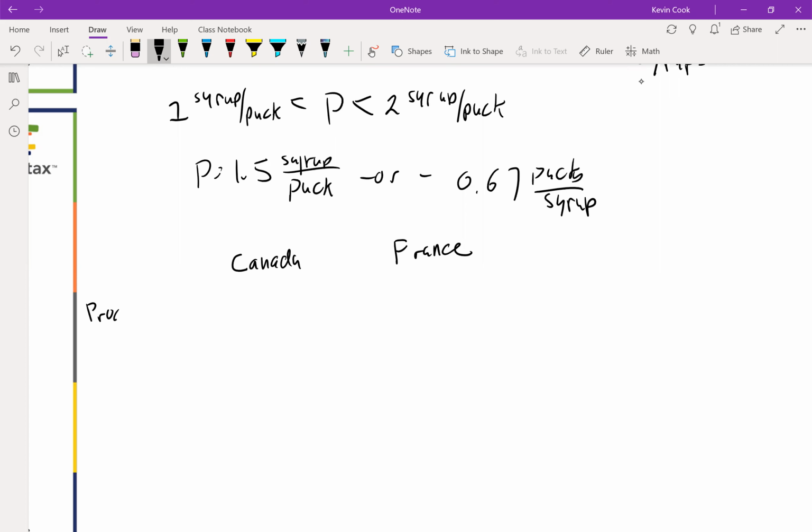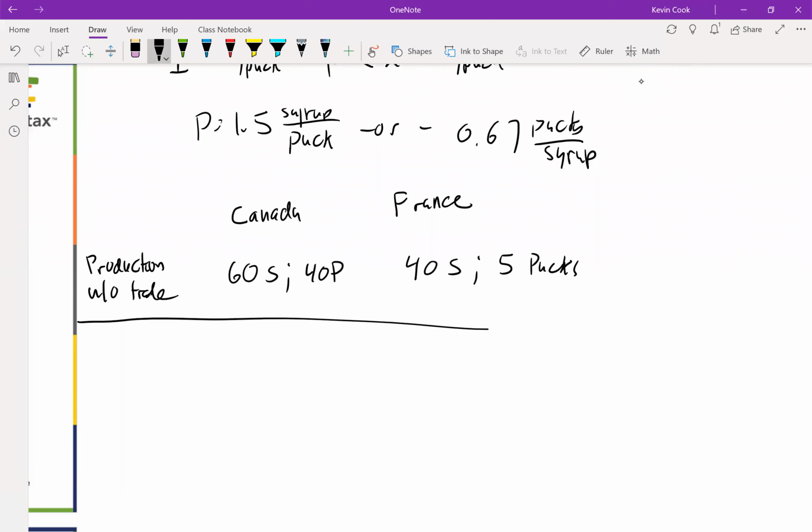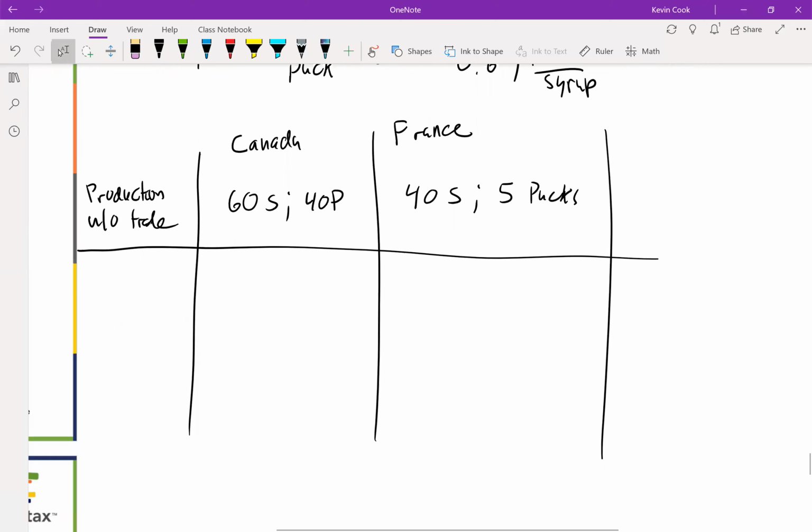And we'll first suppose that our production without trade for Canada is going to come out to 60 syrup and 40 pucks. And then for France, they'll start with 40 syrup and 5 pucks. So we have our production without trade to start with. And then the next step we're going to have is a specialization. And this production, again, is equal to consumption without trade.